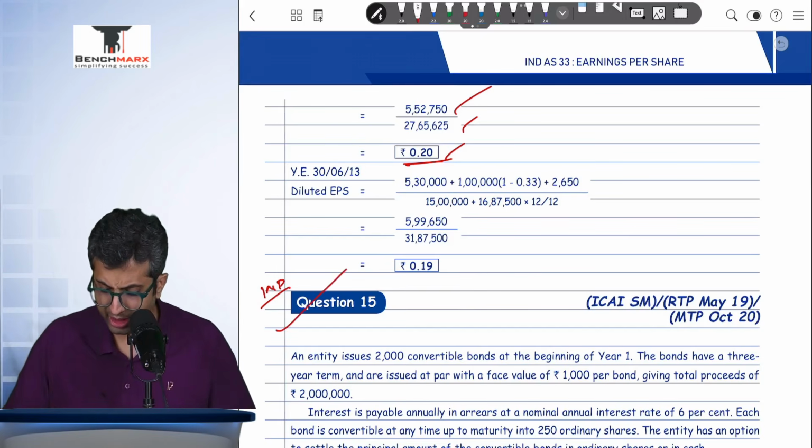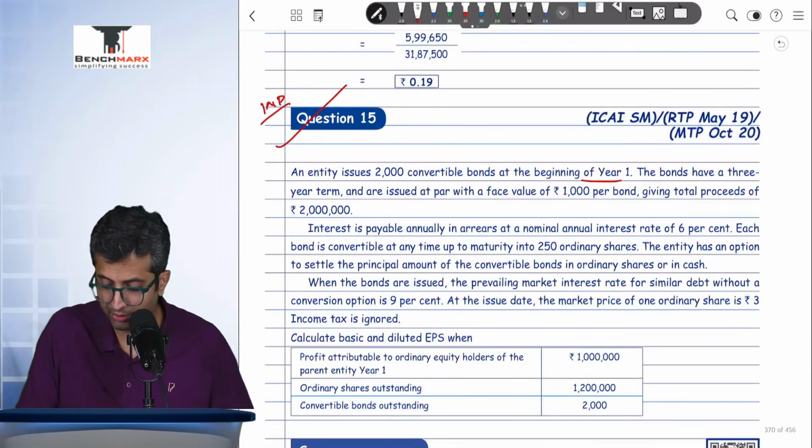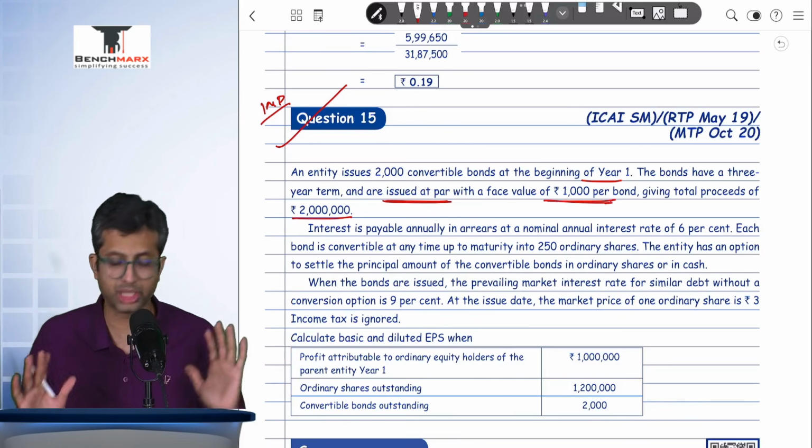Okay, an entity issues 2,000 convertible bonds at the beginning of year 1. The bonds have a 3-year term and are issued at par with the face value of 1000 per bond, giving total proceeds of 20 lakhs, that is 2000 into 1000, that is 20 lakhs.